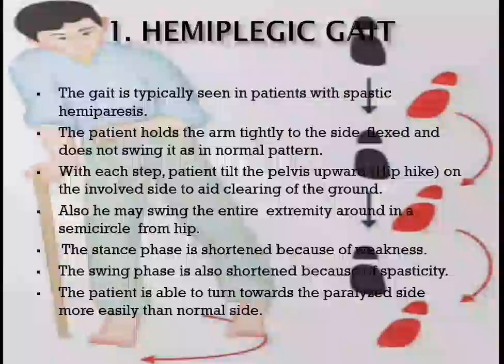The stance phase is shortened because of the weakness. The swing phase is also shortened because of spasticity. The patient is able to turn towards the paralyzed side more easily than the normal side.